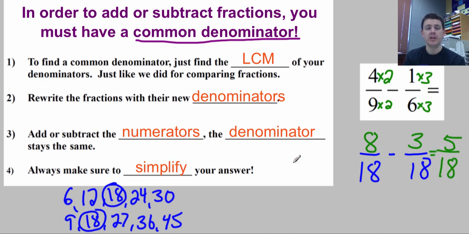Then we check to see if we can simplify. 5, the only thing I can multiply to get 5 is 1 times 5. 5 doesn't work for 18, so I know that this one is in simplest form.